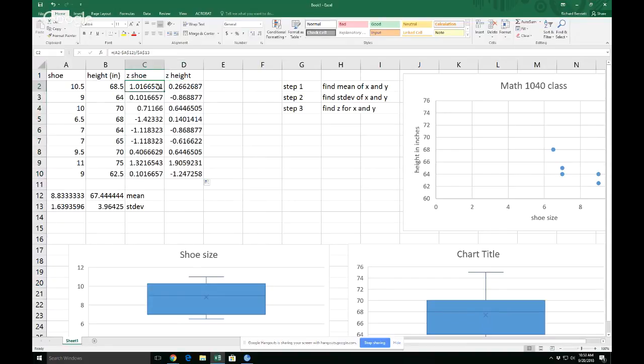Can you copy this one over to here? No, you can't, because if you did, in fact, watch what happens when I do. The answer should be 0.266. Now it's 36. It's way off, because in this case, I'm taking the height minus the shoe mean. I don't want to do that. I thought that was what you were saying you're doing.